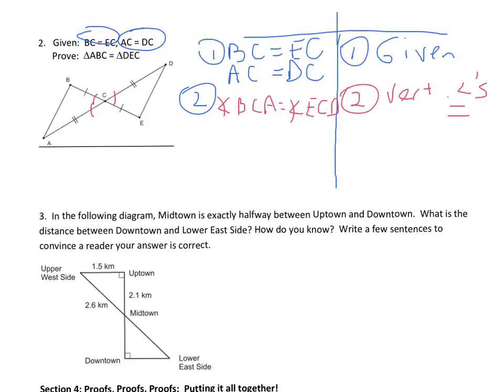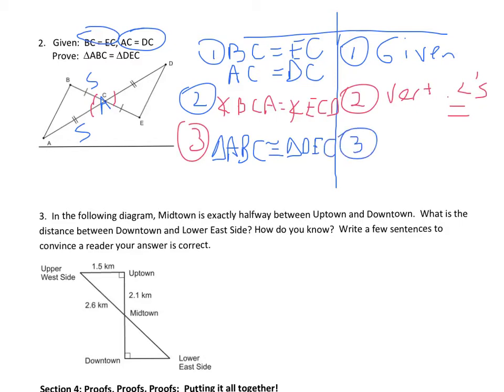Now, can we say the two triangles are congruent? Yes, we can. What situation do we have? We have side, angle, side, or the angle between two congruent sides. So we can then say that triangle ABC is congruent to triangle DEC, and that would be by side, angle, side congruency.